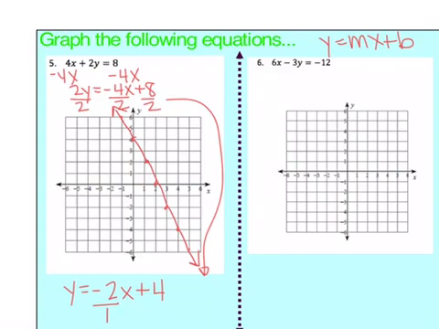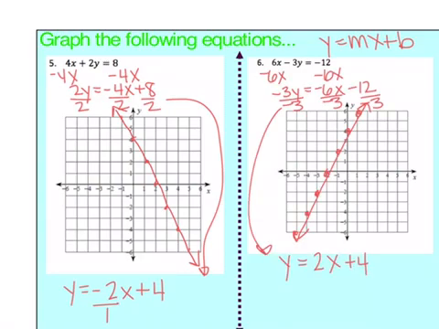Go ahead, try number 6 on your own, pause the video, come back, and check your work. Here's my graph for number 6. If you got something different, please come chat with me.